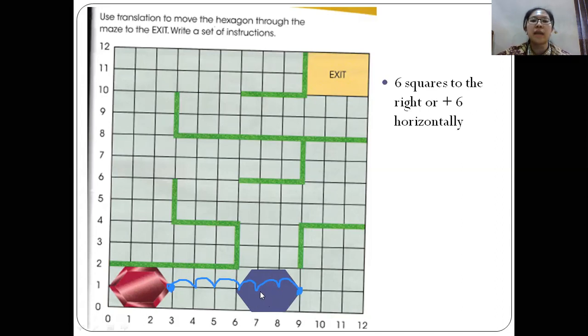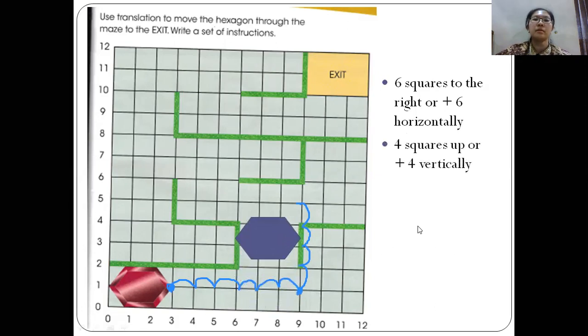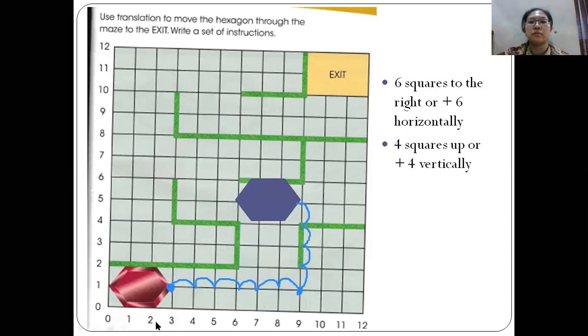After that, what is the next step? Of course, we need to move it up. We need to translate it up there. How many units? From this point, we have to translate it here. So it goes 1, 2, 3, 4. 4 squares up. We can write 4 squares up, or plus 4 vertically. So it means you're moving the hexagon here, and next you're going to move it here, there, and so on until you reach the exit.